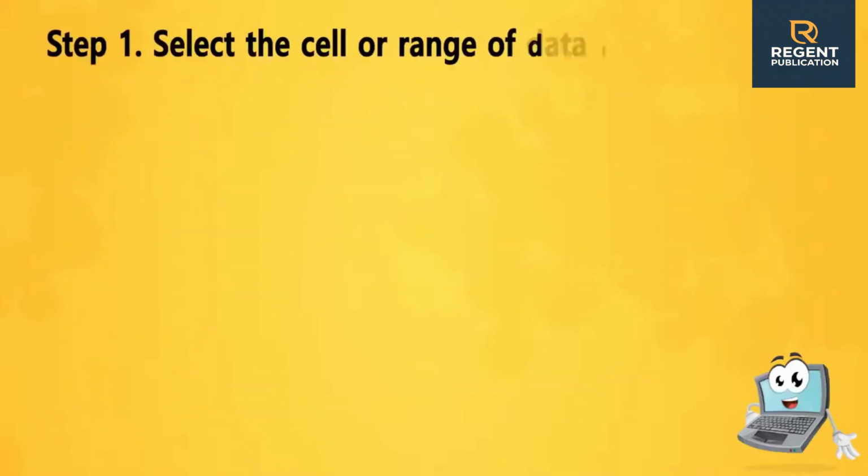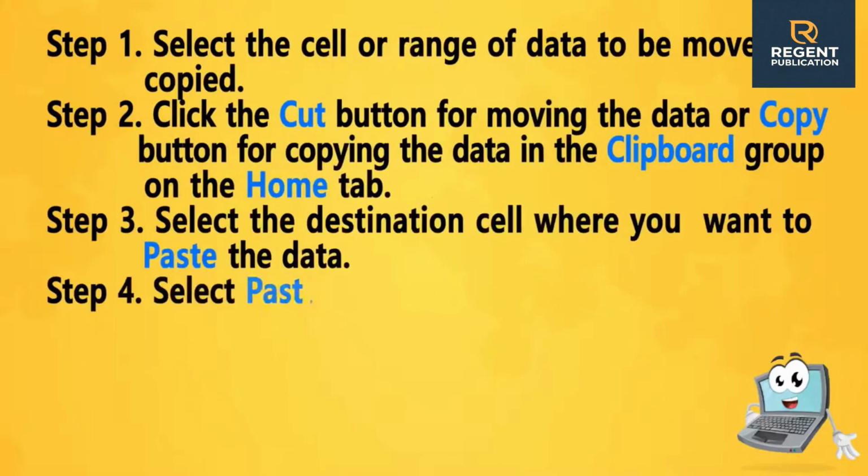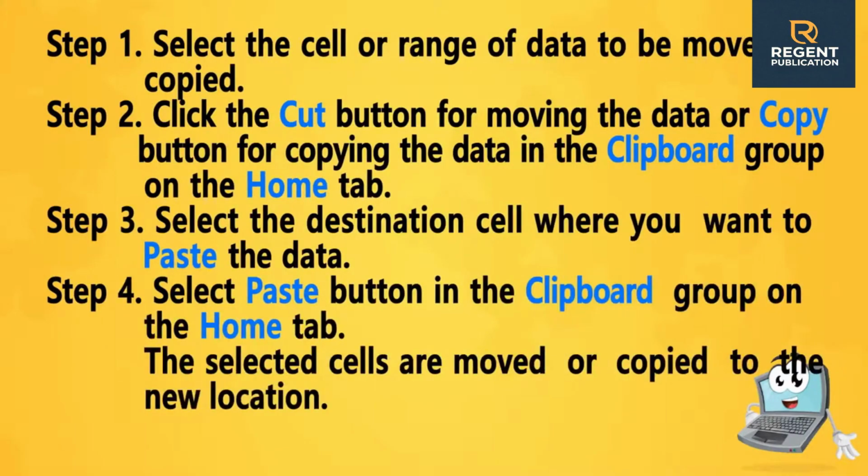To move or copy the cell contents, the following steps should be followed. Step 1. Select the cell or range of data to be moved or copied. Step 2. Click the Cut button for moving the data or the Copy button for copying the data in the clipboard on the Home tab. A border surrounds the range of data which is to be moved or copied. Step 3. Select the destination cell where you want to paste the data. Step 4. Select the Paste button in the clipboard group on the Home tab. The selected cells are moved or copied to the new location.